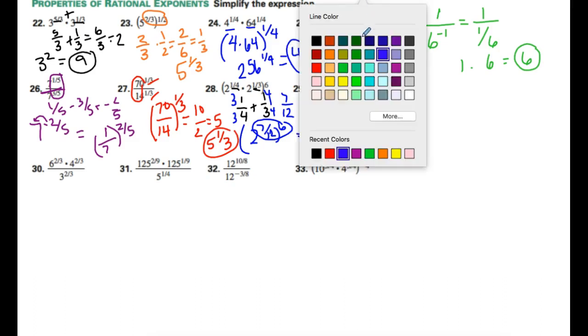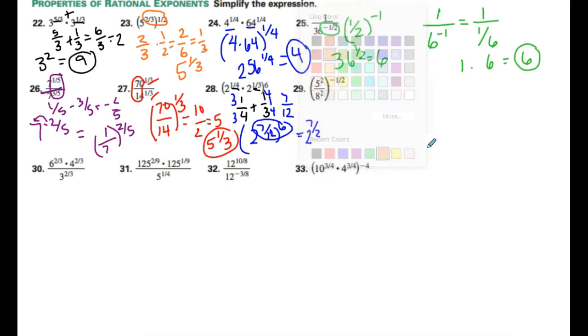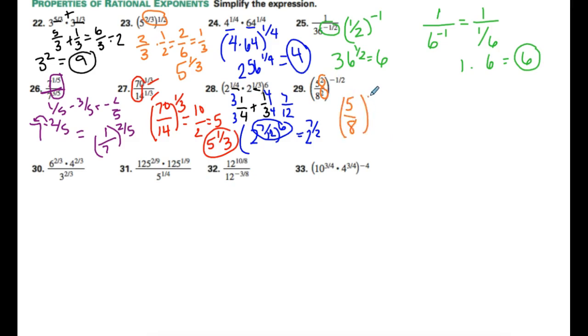Okay, so let's take a look at example number 29. One thing I notice here is my exponents match, which means I can take out my exponent of 2, because I could square the top, square the bottom, and then I still have my exponent of negative 1/2. So this right here is going to multiply, and 2 times negative 1/2 is negative 1. So 5/8 to the negative 1 power would be 8/5. Okay, so let's go ahead and keep going.